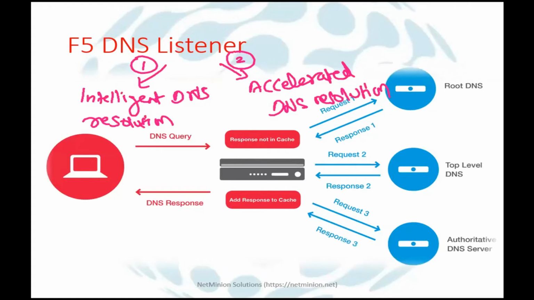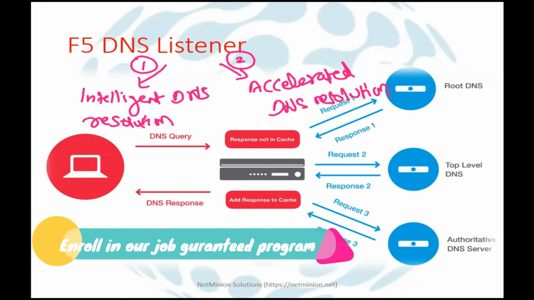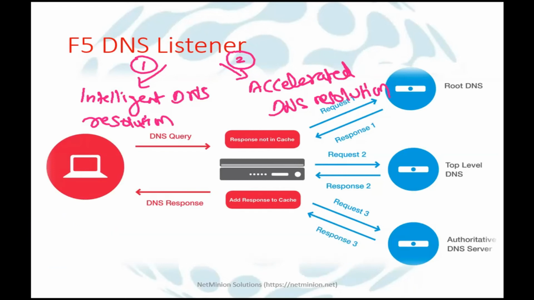Intelligent DNS resolution is basically because we have provisions to do the resolution to the nearest server on the basis of geography, whatever geographically nearest server is available, and whether it is alive or not. The request will only get routed to the alive server. And accelerated is maybe the caching function.